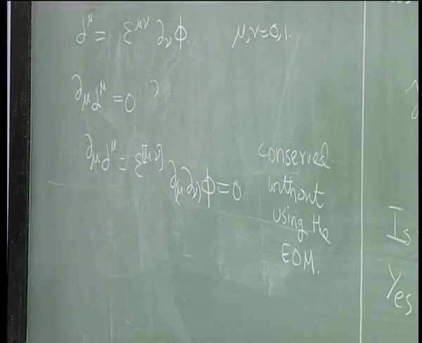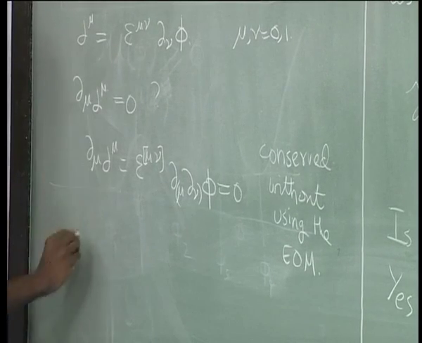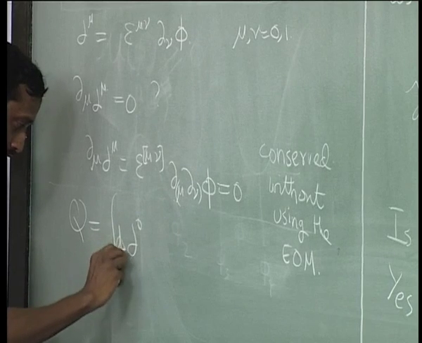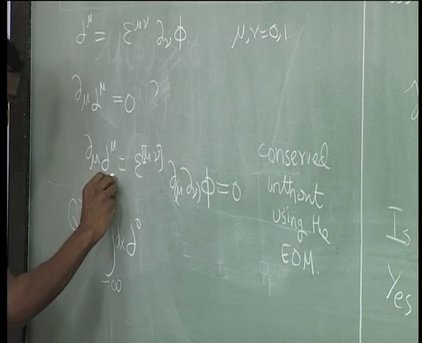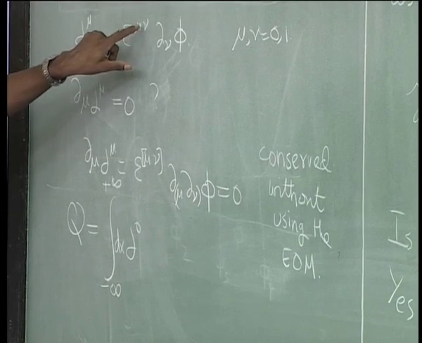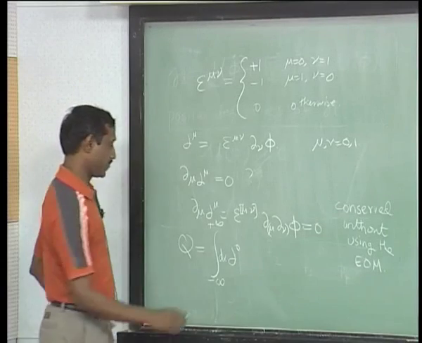Now the neat stuff is, let us ask what is the charge. The charge Q will be j 0 integrated over space, but what is j 0? It is epsilon 0, then this can be only 1, d 1, which is dx of phi.